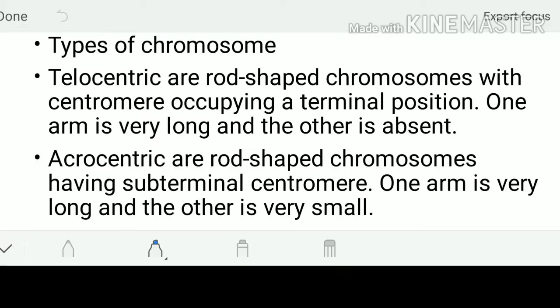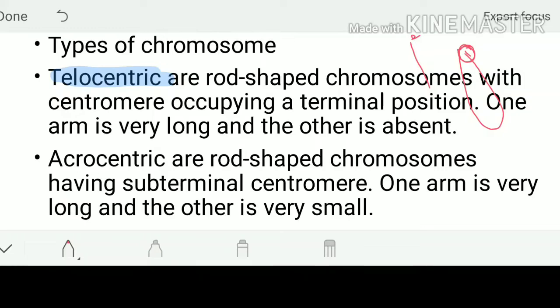The first one I'm dealing with is called telocentric. Telocentric chromosomes are basically rod-shaped chromosomes with the centromere occupying a terminal position. One arm is very long and the other is almost absent. Somehow like this. This is the shape of a telocentric chromosome. So please note, a telocentric chromosome has the shape of the alphabet small I.